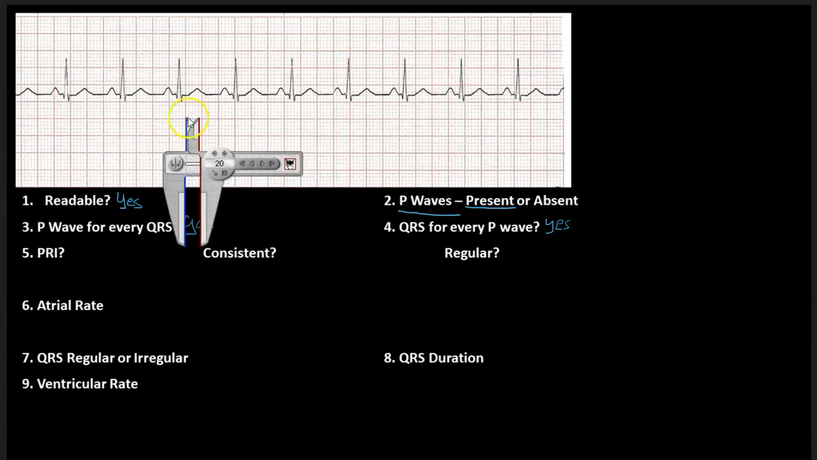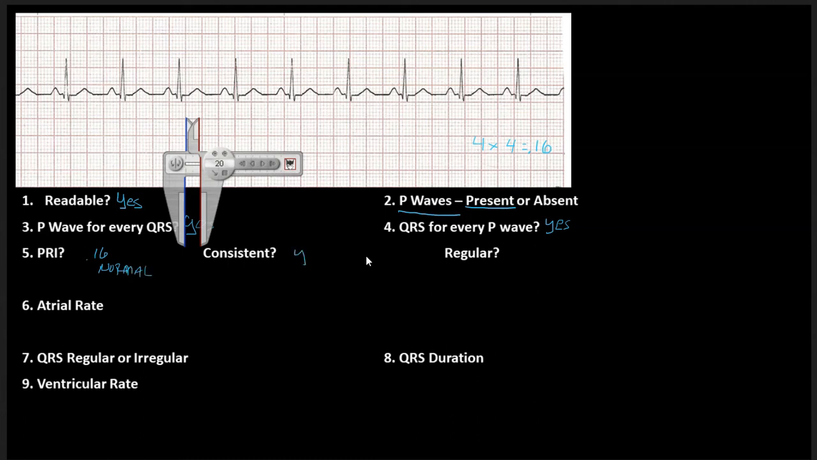And I see here that it is 1, 2, 3, 4. I have 4 blocks. So it is 4 blocks. And if I take that times 4 is 16. Okay, I just add my decimal point. So my PR interval here is 0.16. And I know that this is following normal. So it's normal.